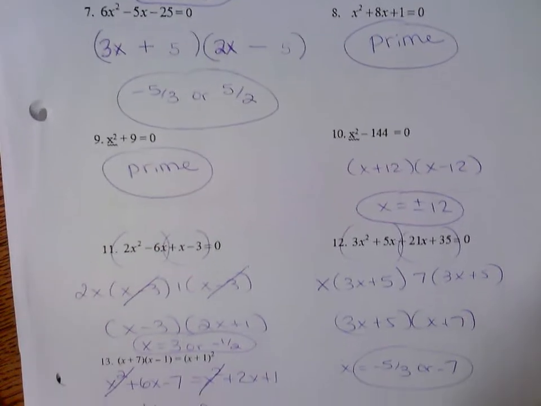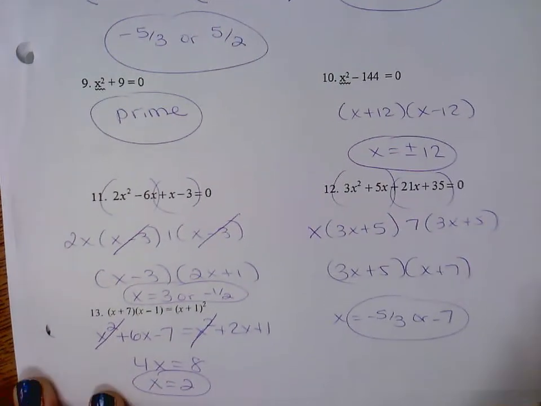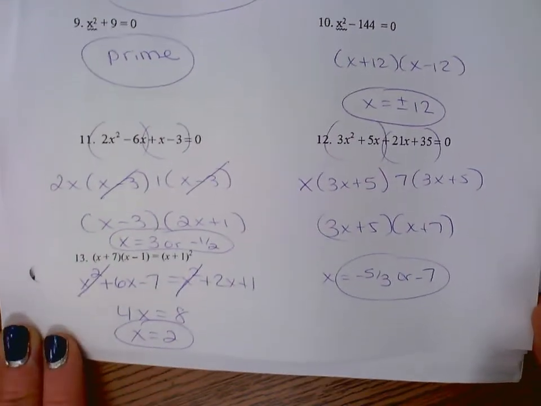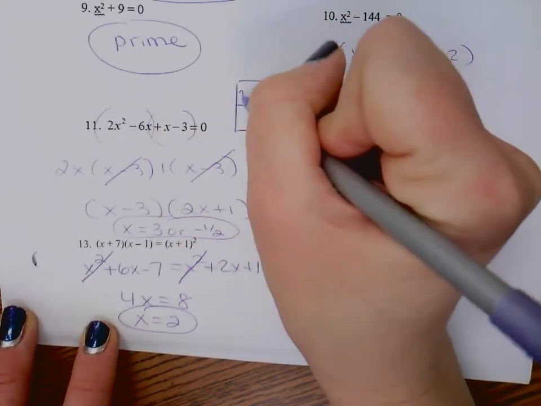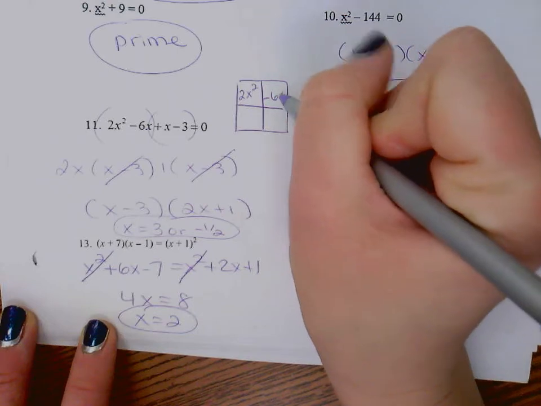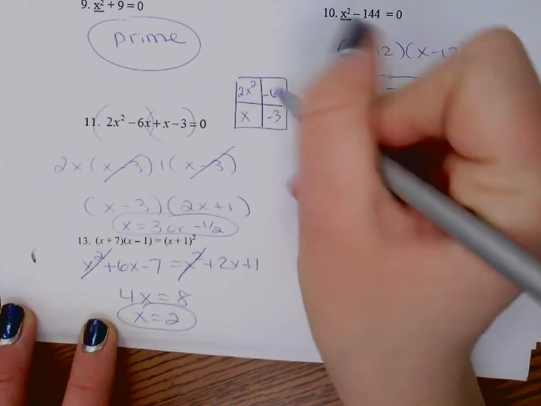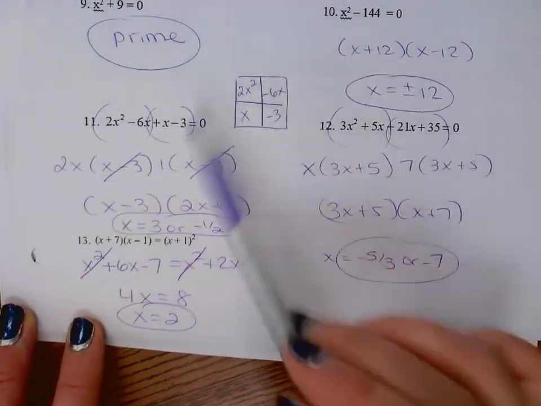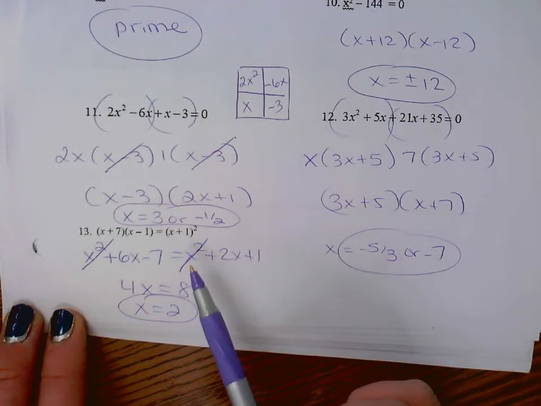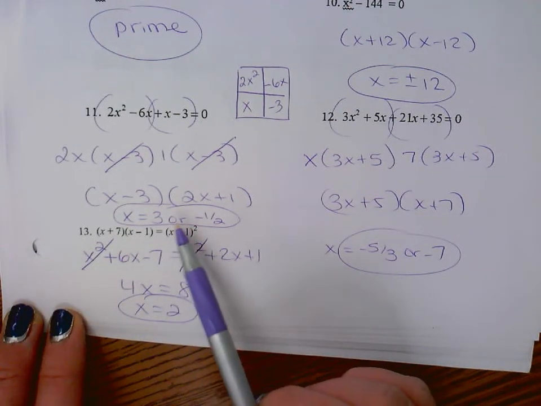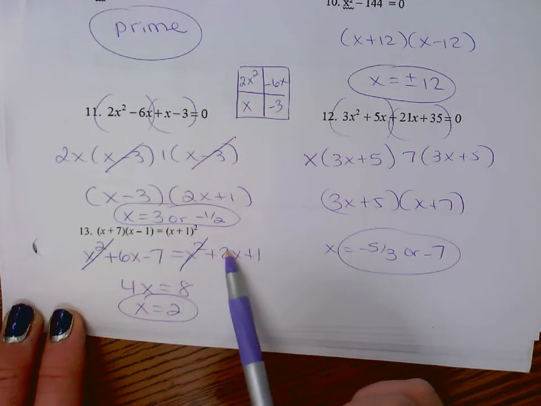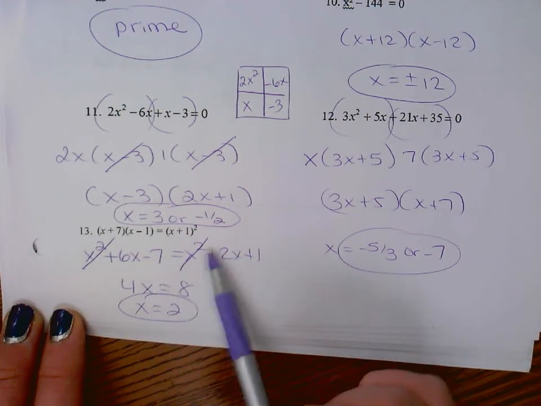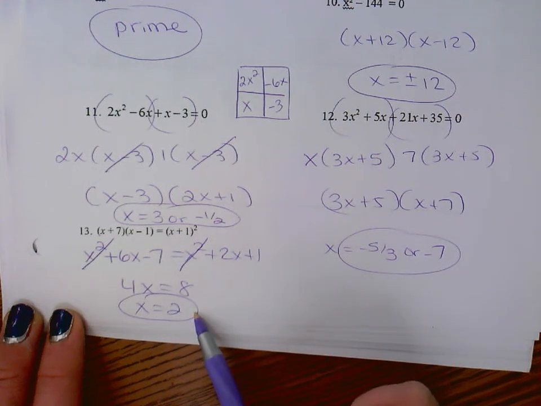And then on 11 and 12, you can use grouping. If you don't know how to do grouping, you can use the box method. You would put 2x squared minus 6x plus x minus 3 in your box and then do it using the box method. On number 13, before you can start, you need 0 on the right-hand side. But when you FOIL things out, your x squareds go away. So then you're just solving a linear equation for x. Hope that helped.